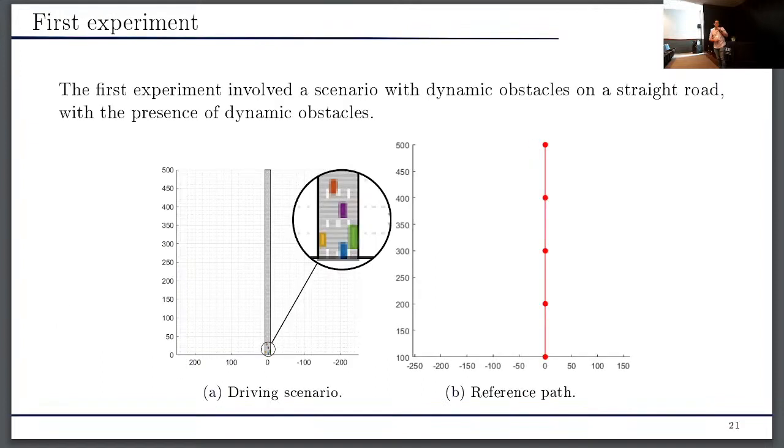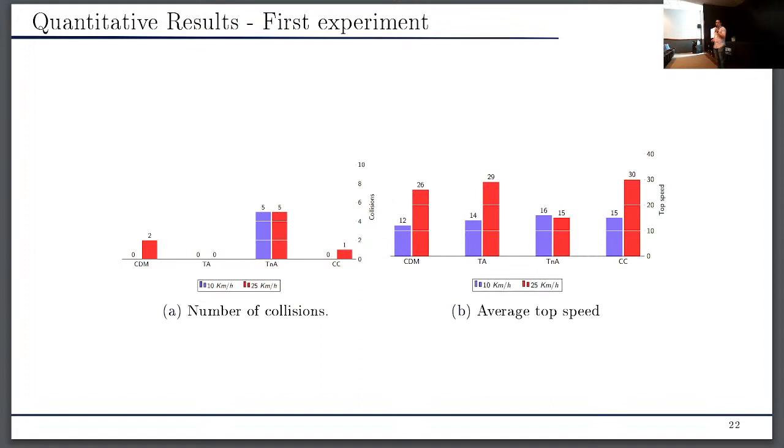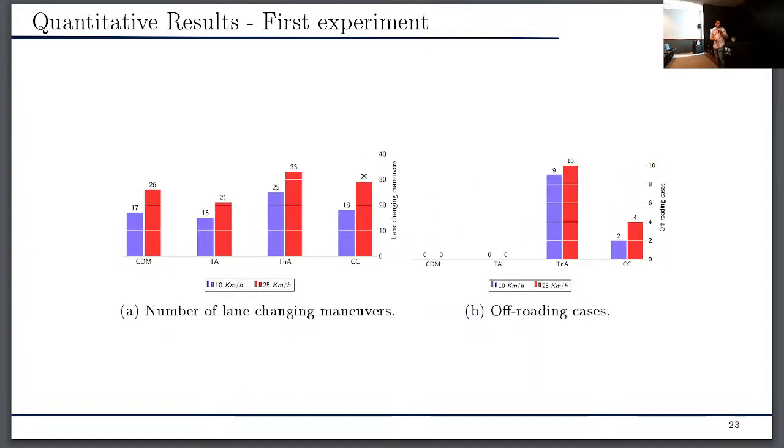The first experiment involved a scenario with dynamic obstacles, other vehicles that travel around the ego vehicle, as we can see in figure A, and with the respective reference path. The quantitative results for the experiment showed that the number of collisions was reduced and the average top speed increased because the impact vector was configured to stimulate the increase of that criterion. And the number of lane changing maneuvers was reduced in comparison with other methods, and there were no off-roading cases.